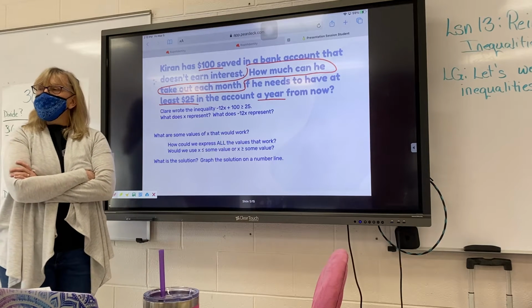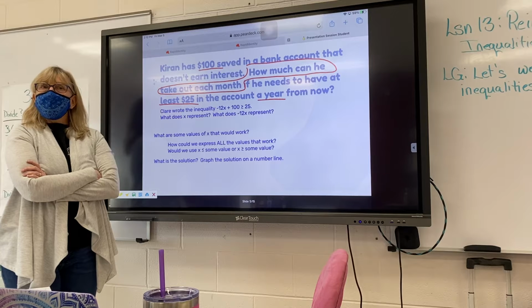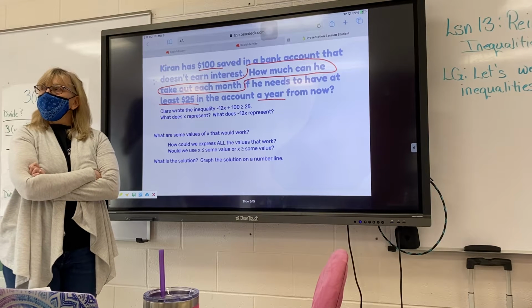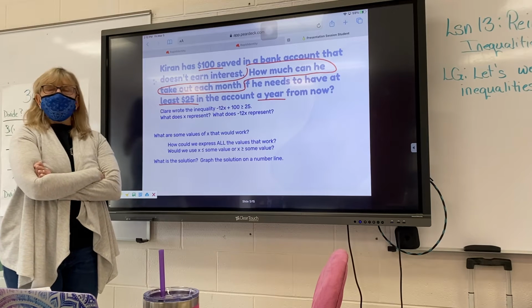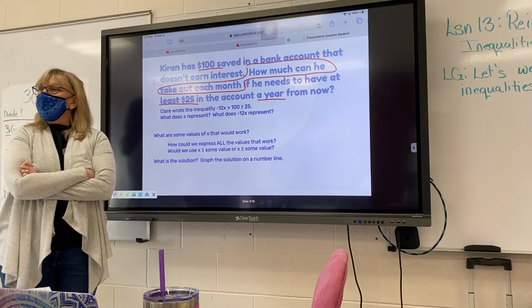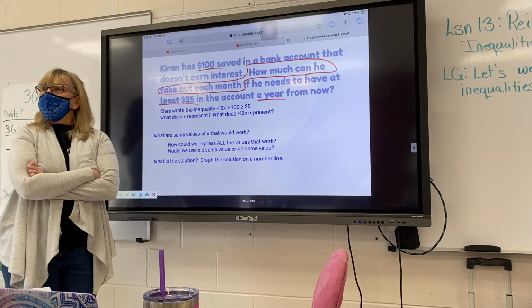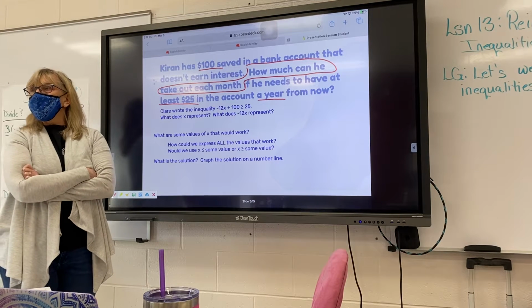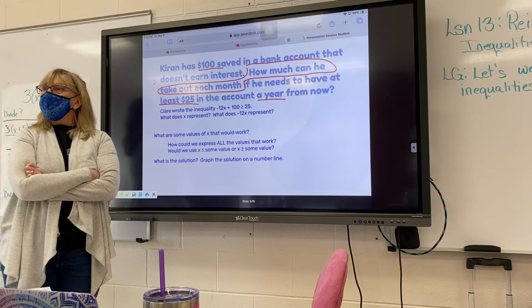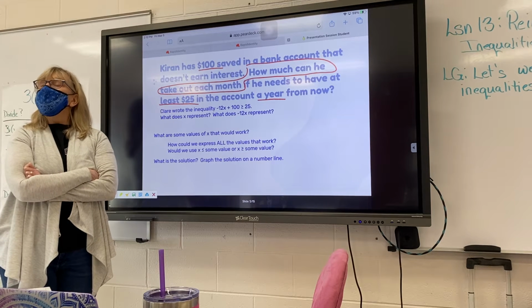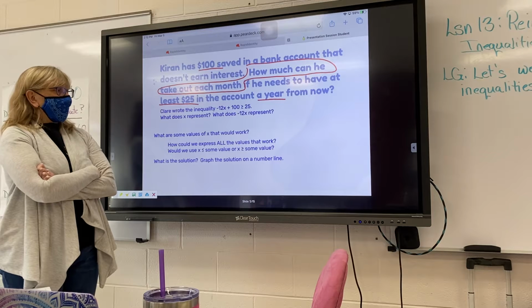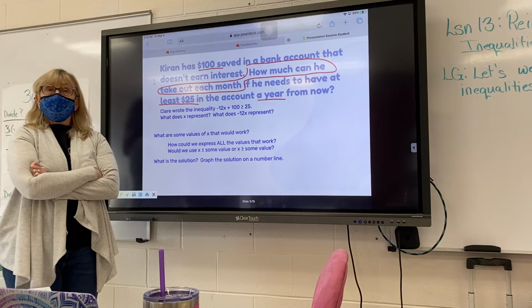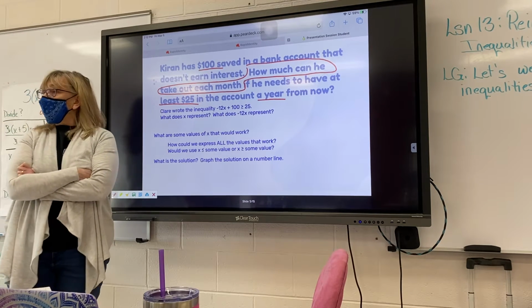What do you think? I've got a vote for less than or equal. Anybody want to bounce off that? I agree because, or I disagree because? Because if x is equal to or below, it means that he's taking out no more than $6.25 per month. Makes sense? Anybody else got a thought?